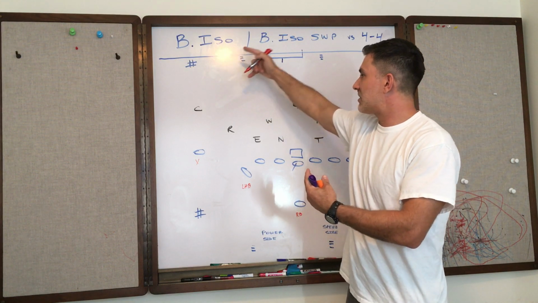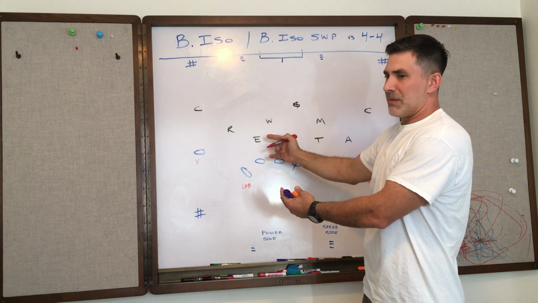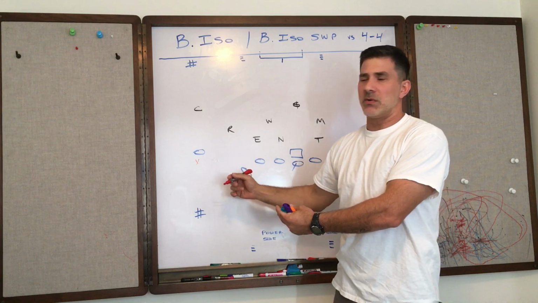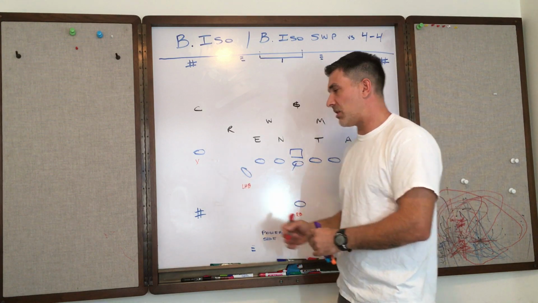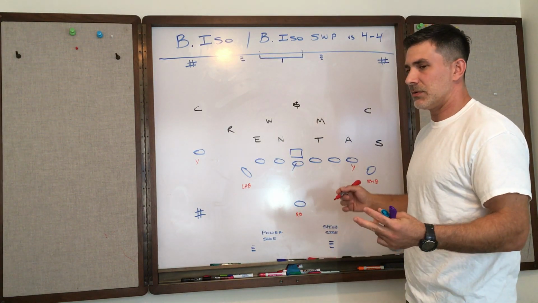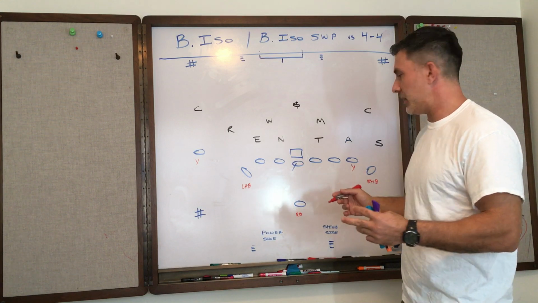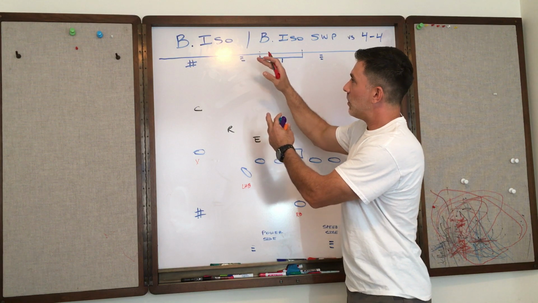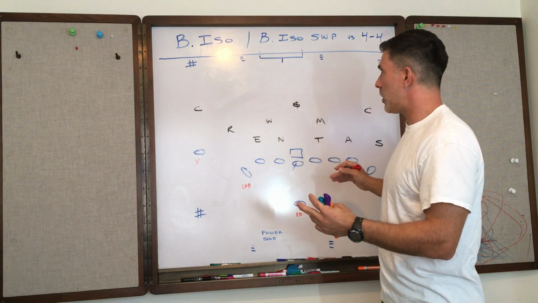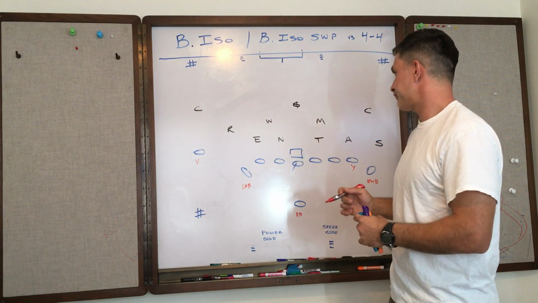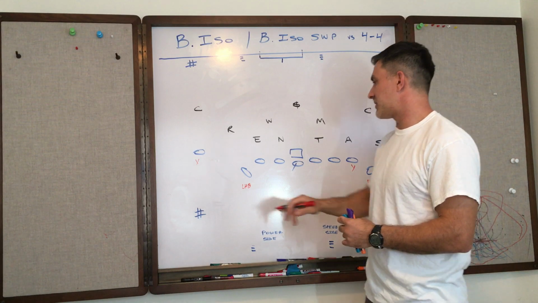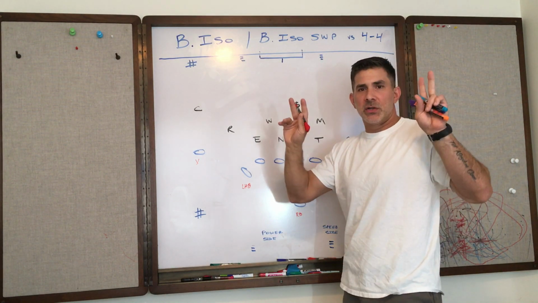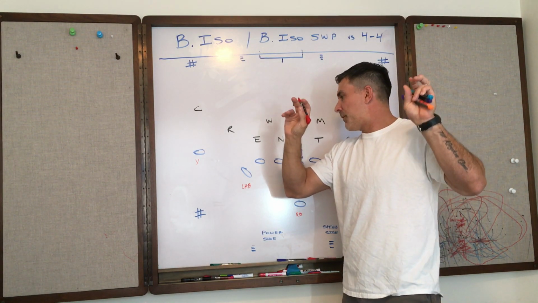Belly ISO, or let's say power side belly ISO, or power side ISO. I know that may sound confusing because of the power play, but power side ISO is our number one play. So he's really your typical, prototypical fullback.